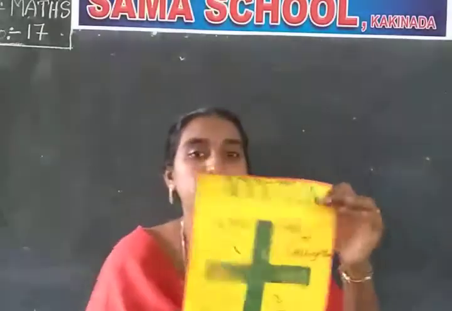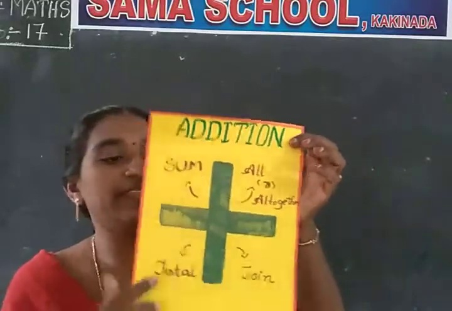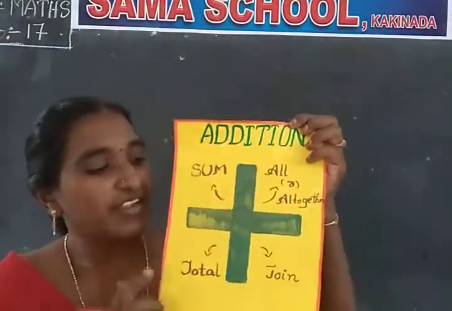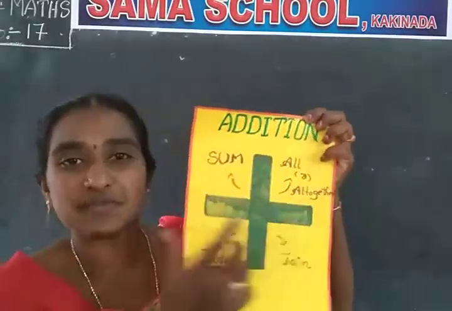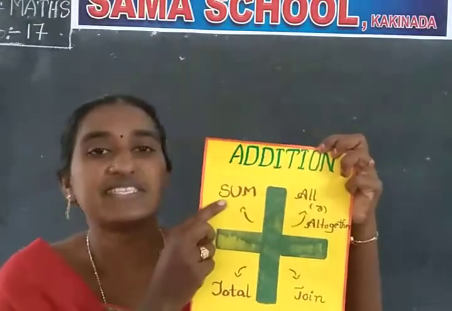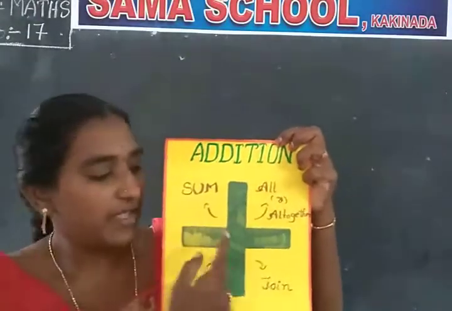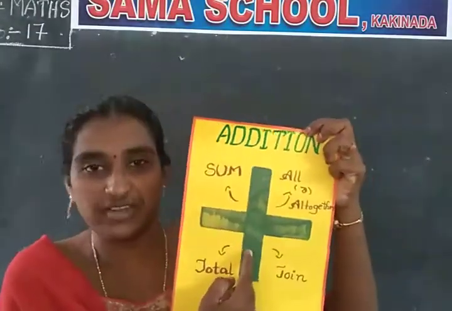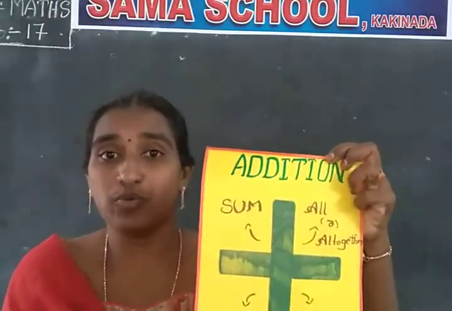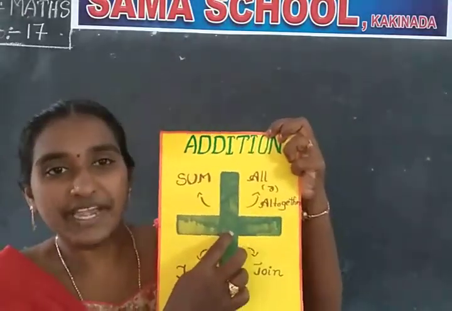See this chart, all of you. This is the plus symbol I drew here, and this always represents addition. Okay, children? And in what cases do we have to use this plus symbol or addition? Whenever you have to find the sum in the question, if you find the word sum, S-U-M, then you have to use addition. And if you find the word total, then you also have to use addition.